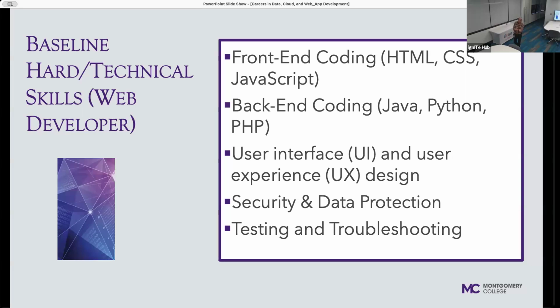So on this one, as you can see, for front-end coding, you need specific knowledge of specific languages. So HTML, CSS, JavaScript. For the back end, you will need Java, Python, PHP. I think there's also sometimes you use C, definitely. And if not C, Objective C.